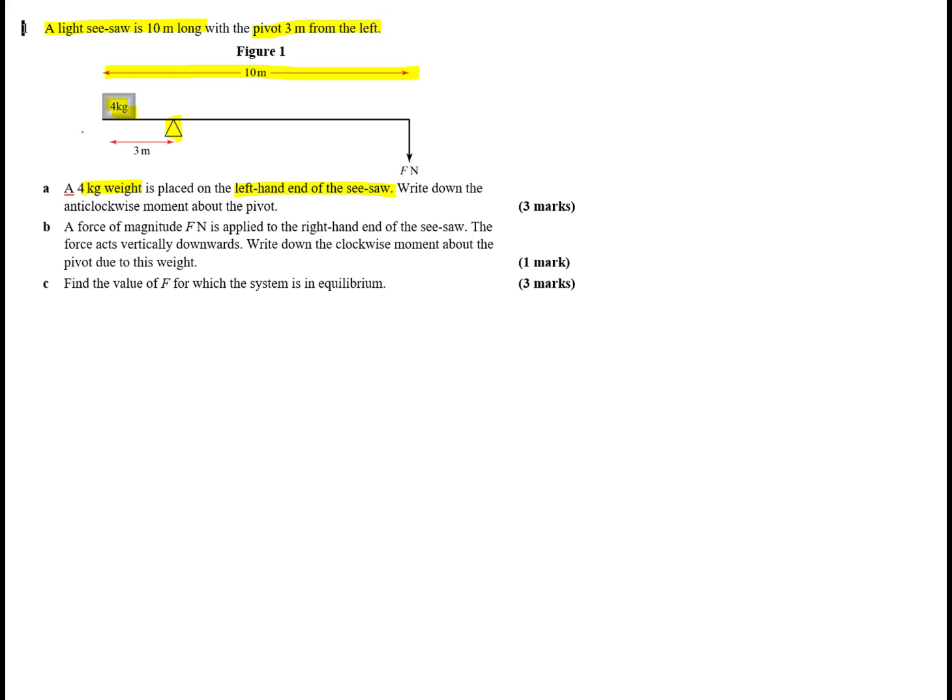So if this is hands on the clock from the pivot, that distance is 3. Now you just need to remember that moment equals force times distance. Now the force, because this is a weight, we have to do 4g to get the force. So in this sense it's because we have F equals ma and a is the gravity, which is 9.8. So this is the force.